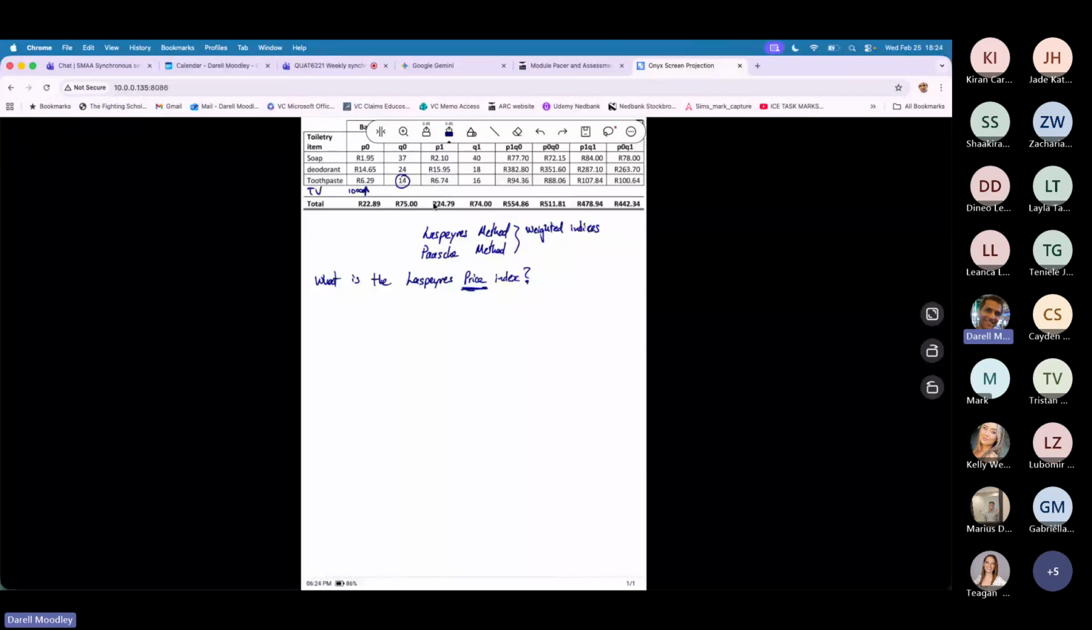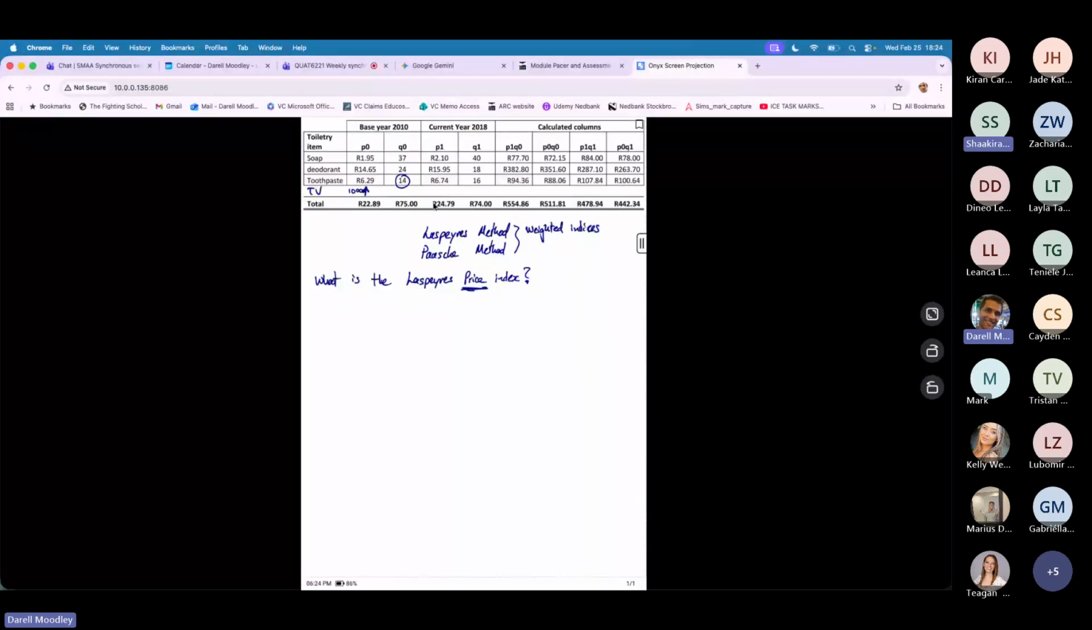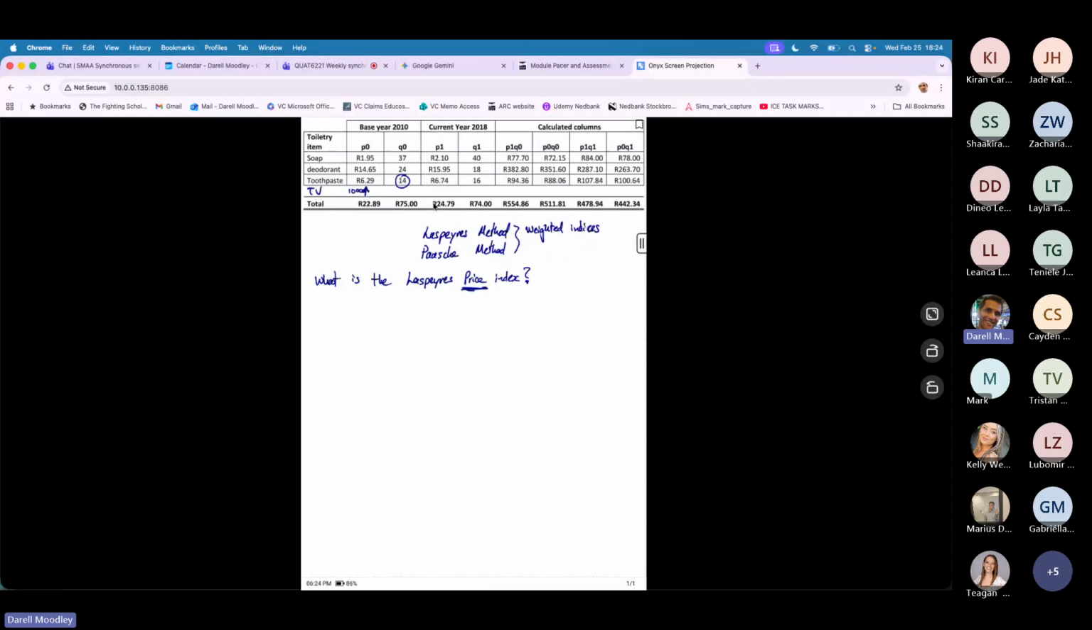Okay, so that's why the formula for this, and don't be afraid by this formula because it is given to you. So I'm going to write it here. It's in your formula sheet. The formula is the sum of P1 times Q naught, divided by the sum of P naught times Q naught, times 100%. Okay, so don't worry about memorizing this formula. It's given to you. We just need to know how to use it.